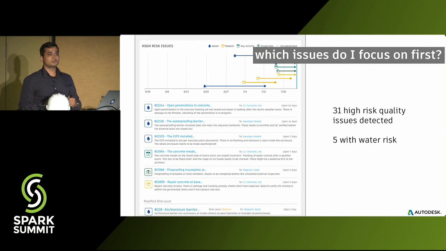So what we do for them is, we have machine learning models that understand the risk associated with a quality issue. And this machine learning model goes through those thousands of issues and surfaces the 31 issues that carry the highest risk. Also, out of those 31, 5 of them are especially bad because they carry water risk. And water risk on a construction project is a big no-no. If there's risk of water infiltration, everyone panics, because if actual water damage happens, if there's a weather event like rain, then that means major rework to fix water-related damage, because everyone has to be involved to fix something like that.